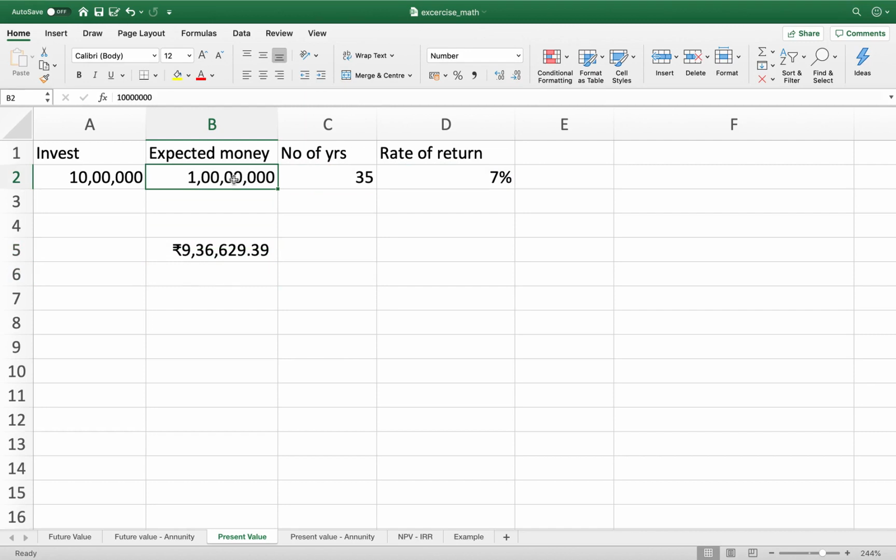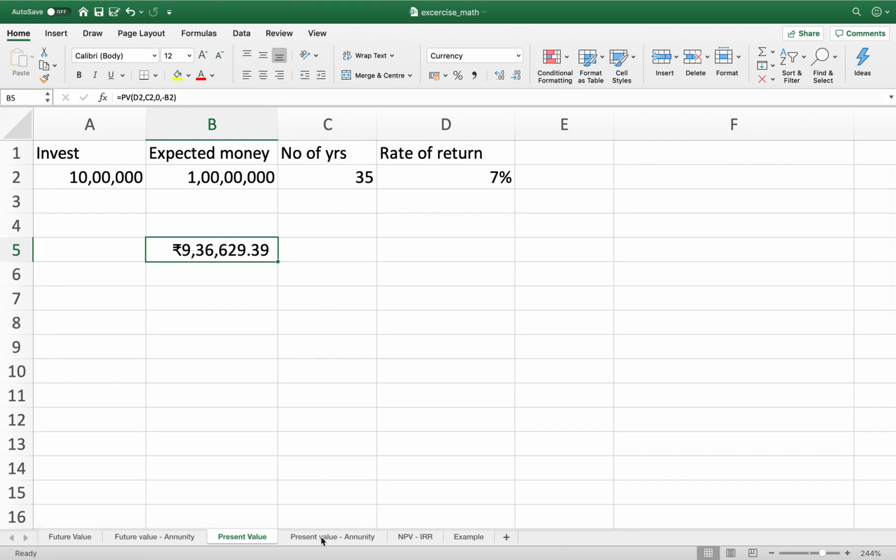So you can do a reverse calculation also. If someone is asking you for 10 lakh rupees right now, you can tell them that it is not 10 lakh, but 9.36 lakh rupees which at a rate of even 7% will become 1 crore. So vice versa, you can also calculate the present value using the PV formula, which is very similar to future value. However, in most cases you will need to calculate the future value, but in some cases you have to calculate even the present value to compare it.